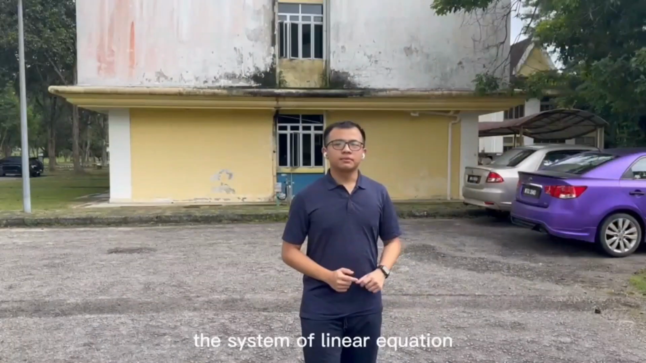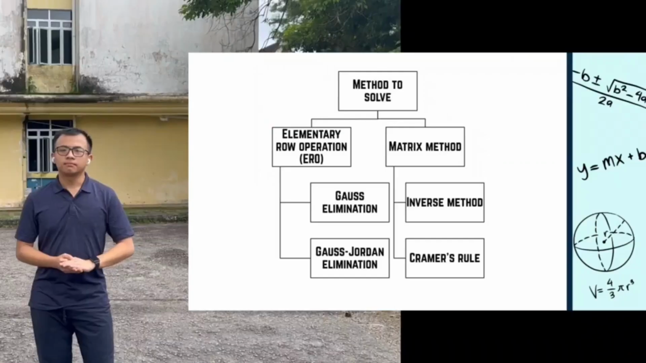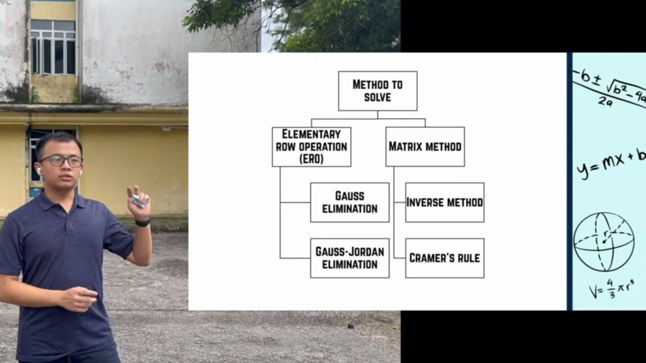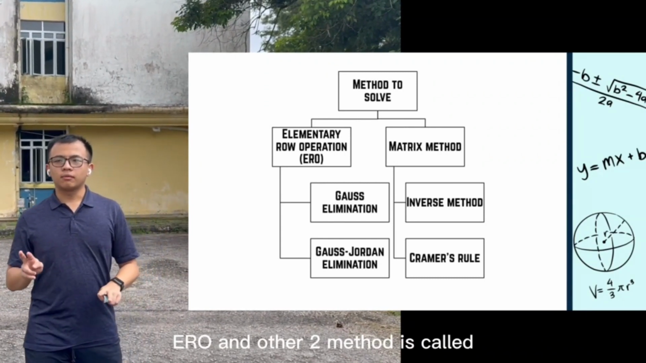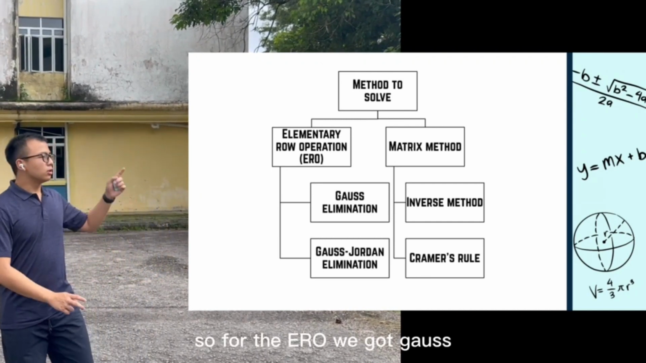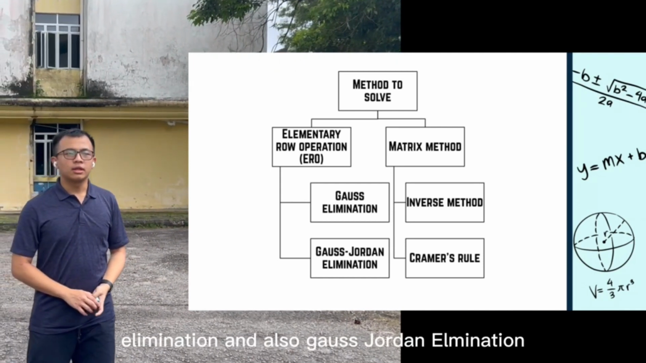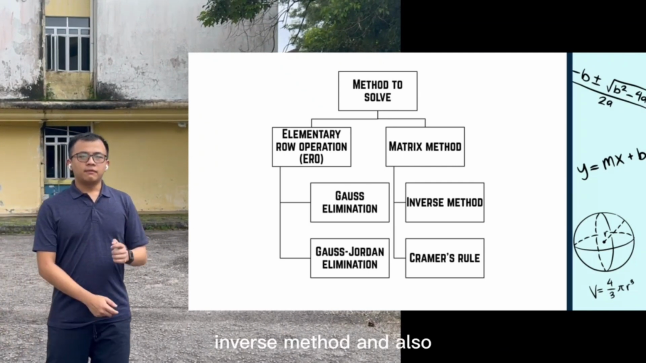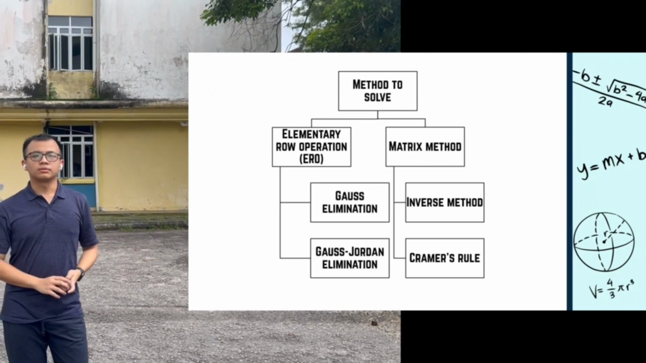In this chapter, the system of linear equation, we got 4 types of method to solve it by using matrix. There are 2 methods under the ERO, and the other 2 methods we call the matrix method. So for the ERO, we got Gauss elimination and also Gauss-Jordan elimination. And for the matrix method, we got the inverse method and also Cramer's rule.